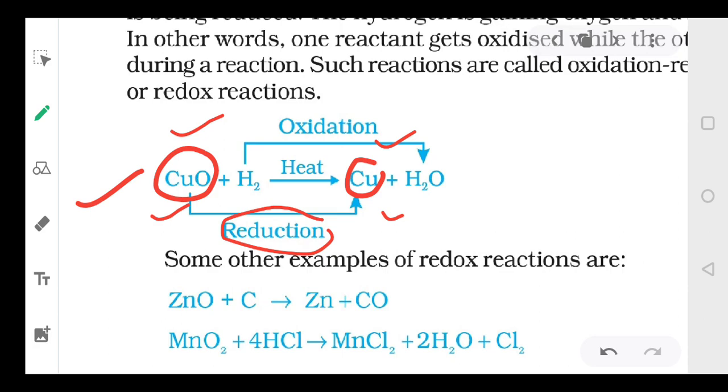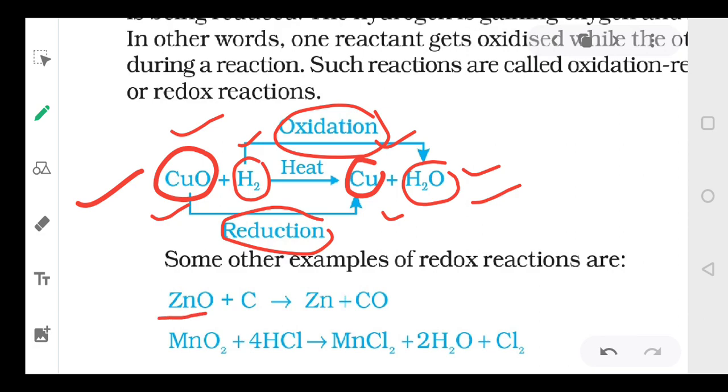Now here just compare hydrogen and water. Here it does not have oxygen, here it has oxygen. So hydrogen is gaining oxygen and forming water. So hydrogen is undergoing oxidation. So copper oxide is undergoing reduction and hydrogen is undergoing oxidation. I hope you remember the concept. Now we can do the next example also.